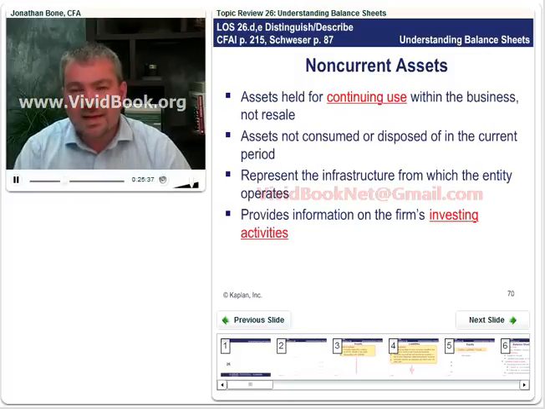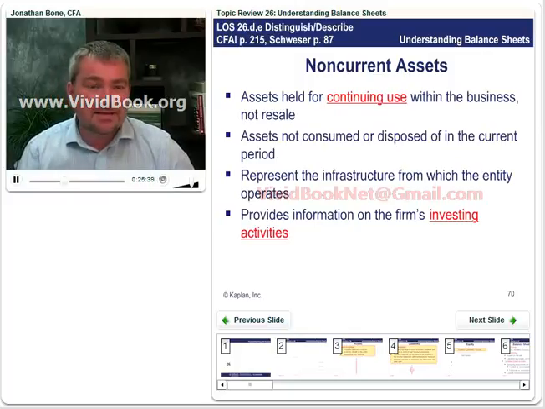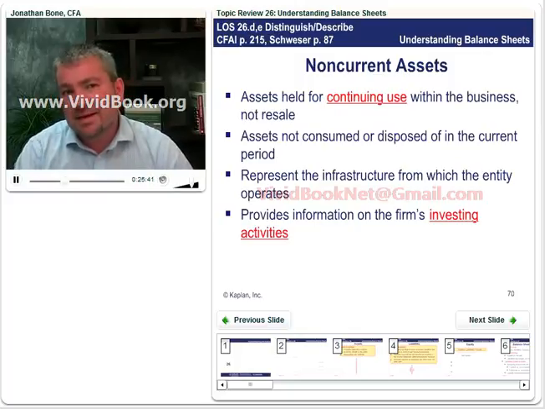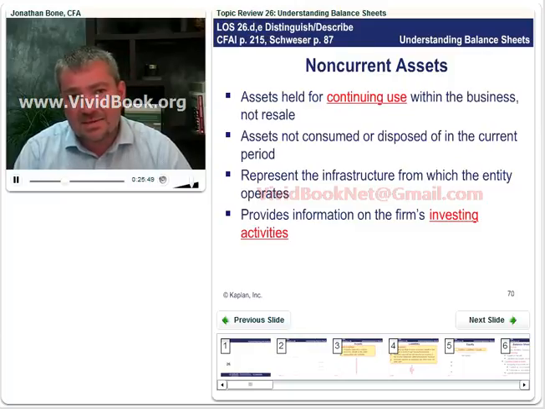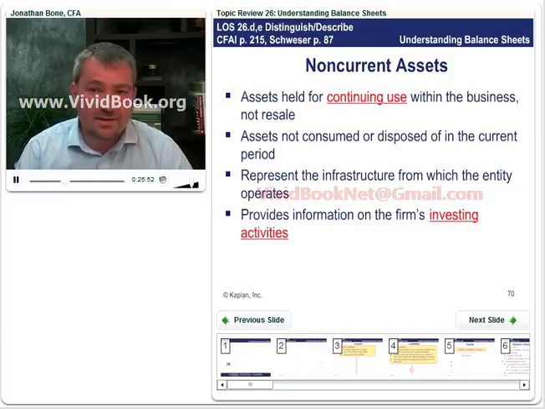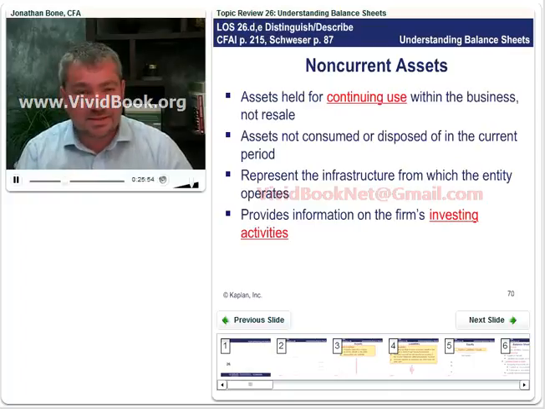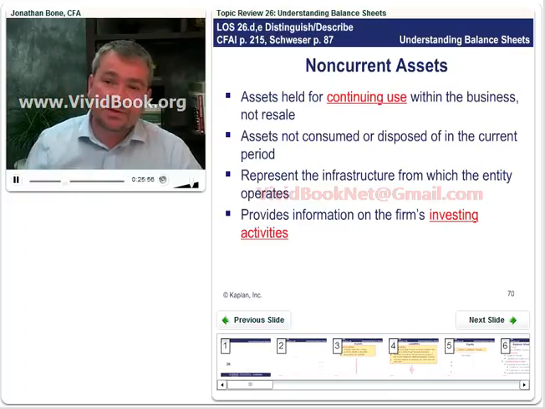Yes, of course, we're going to get information on the firm's investing activities. When we talk about investing activities, we're talking about the cash that the company spends on its PP&E, its intangibles, and equity and debt in other group companies, such as subsidiaries, associates, and joint ventures.